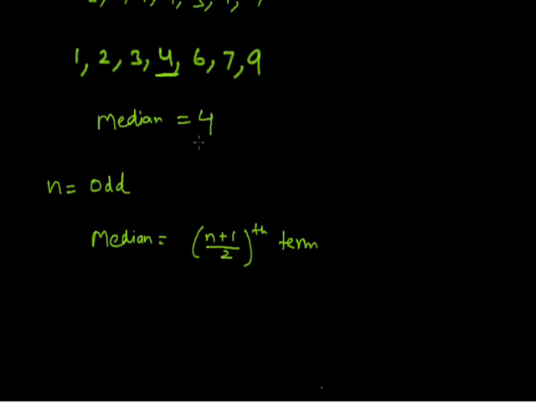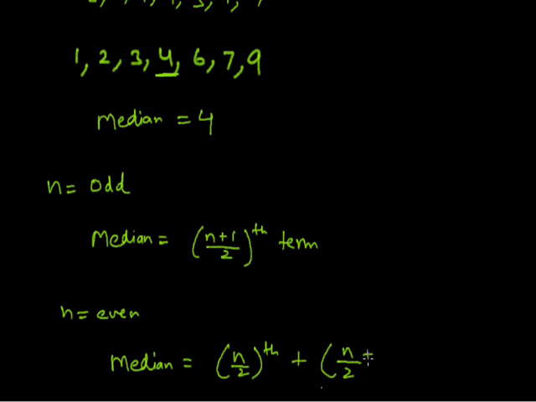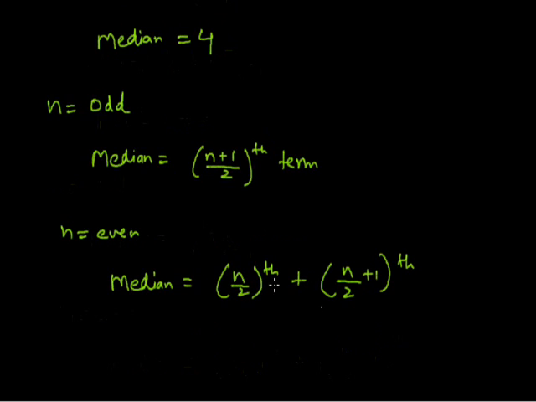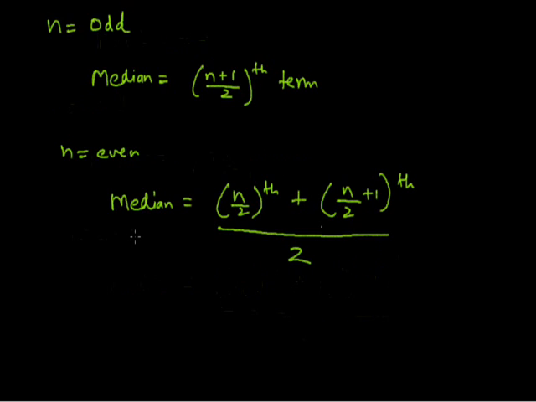So before you find the median, it is necessary to arrange the data in ascending or descending order. After arranging it, you can easily find the median if the number of observations is odd. But if the number of observations is even, the way to find the median is the n by 2 term plus the (n by 2 plus 1) term, and we need to take the mean of these two terms. That will give us the median.